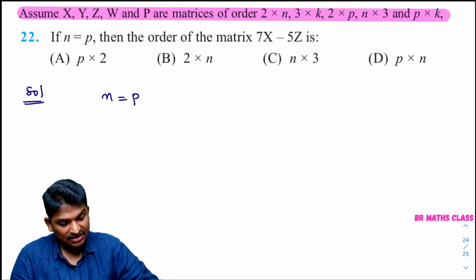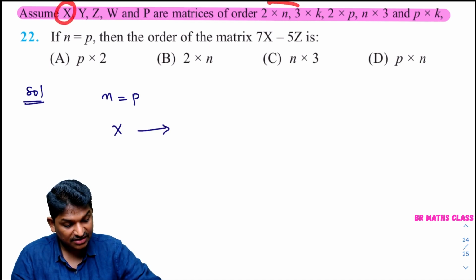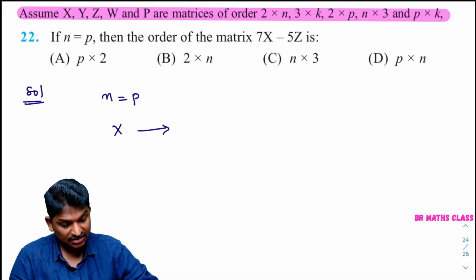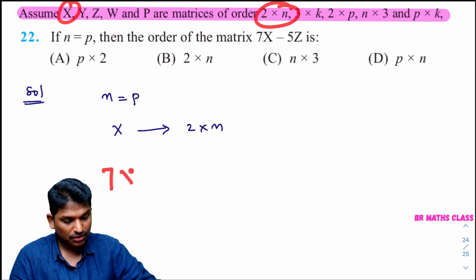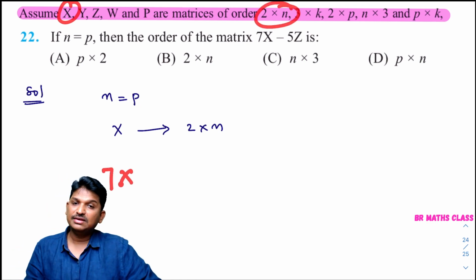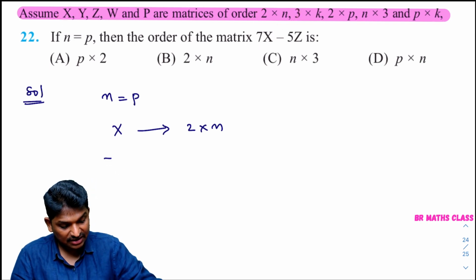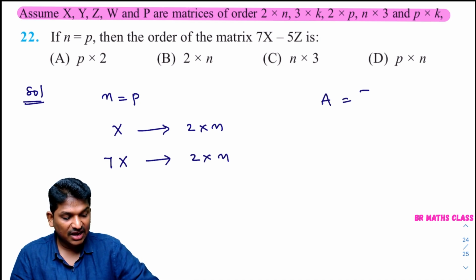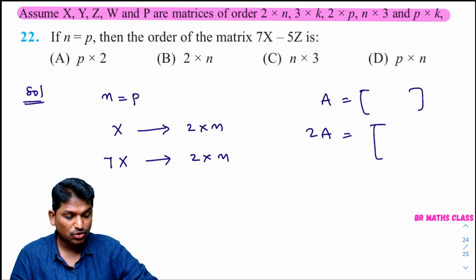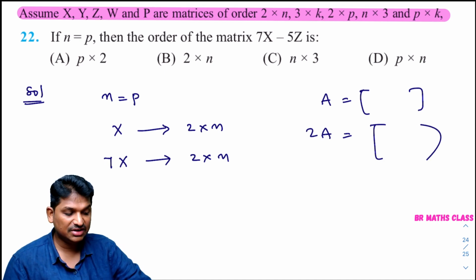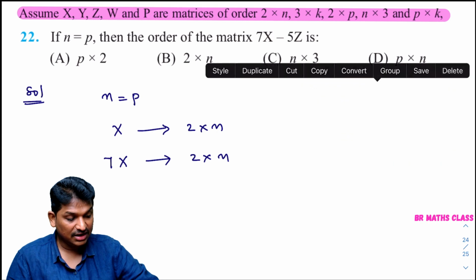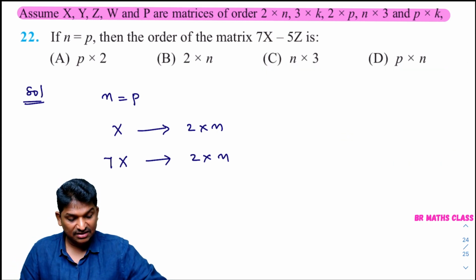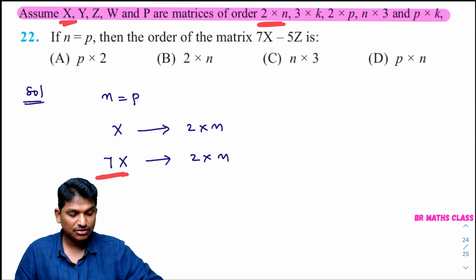First thing, X is a matrix of what order? They have given in the question that X is a matrix of order 2 by n, right? If X is a matrix of order 2 by n, what is the order of 7X? 7X is also a matrix of order 2 by n. You take a matrix A with some example, you calculate 2A, it is also of the same order. I hope you are understanding, right? So X is a matrix of order 2 by n, and 7X is also a matrix of order 2 by n.